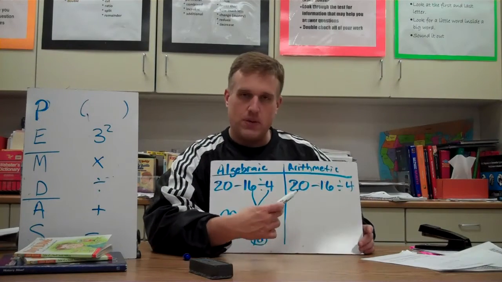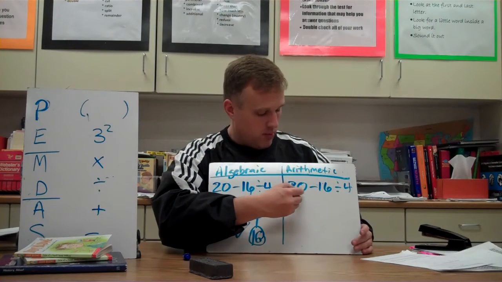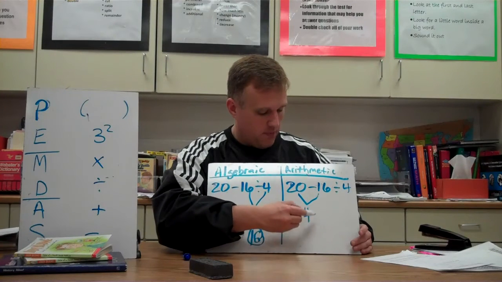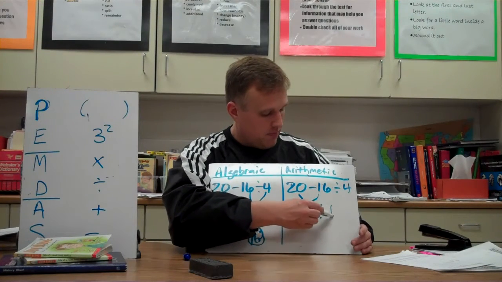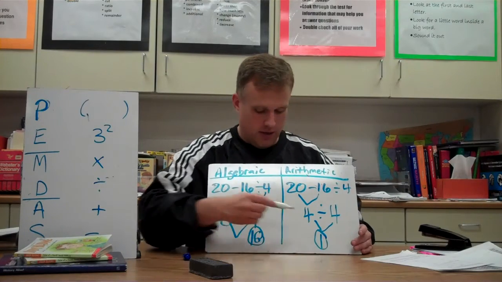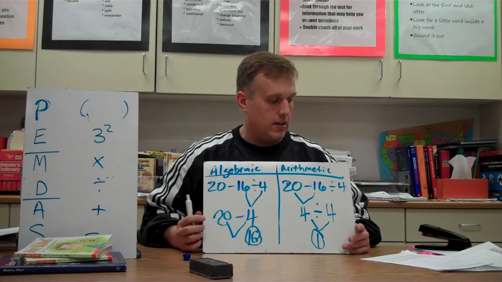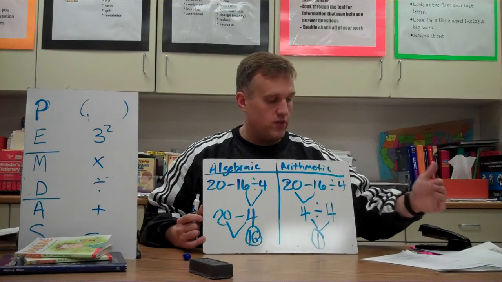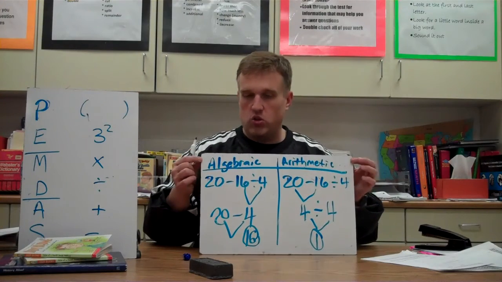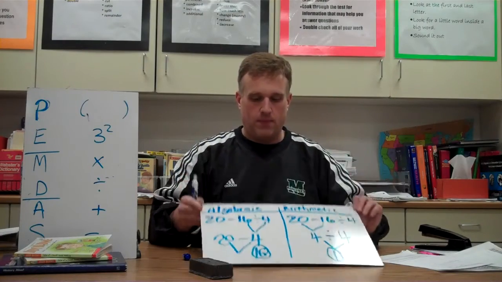Okay? Using it the arithmetic way, this is the incorrect way, solving it left to right. So I would do my subtraction first. 16 minus 4 is 4. Rewrite my problem. 4 divided by 4 is 1. So you can see I got two different answers here, 16 and 1. So that's number 9. So again, you're going to have to do number 7 and 8 on your own, okay? But just doing it the two different ways, the algebraic way and then the arithmetic way.